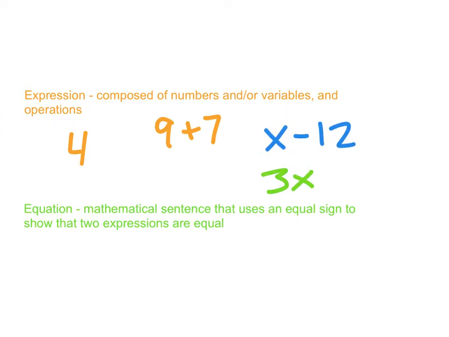Okay, so the definition of an equation is a mathematical sentence that uses an equal sign to show that two expressions are equal. So here's an expression. We'll use 4, and then we have 3x. So an equation would be 4 equals 3x. That's technically an equation. Now we could also have equations with variables on both sides. I could have like 3x equals x minus 12. That would be an equation as well. But today we're working with equations that have one variable.